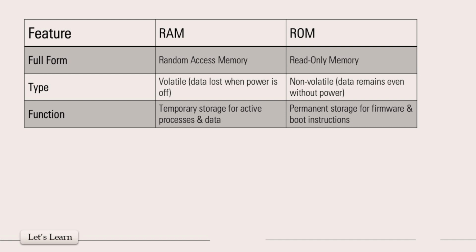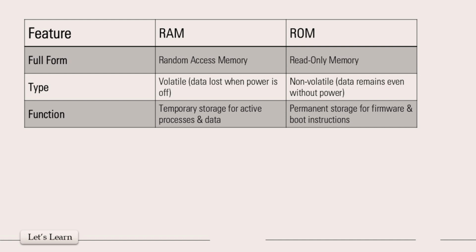ROM, on the other hand, contains permanent instructions that are crucial for the computer to function. It stores firmware and the bootloader, which helps start up the operating system. Unlike RAM, ROM is not used for running applications, but for storing essential system data.